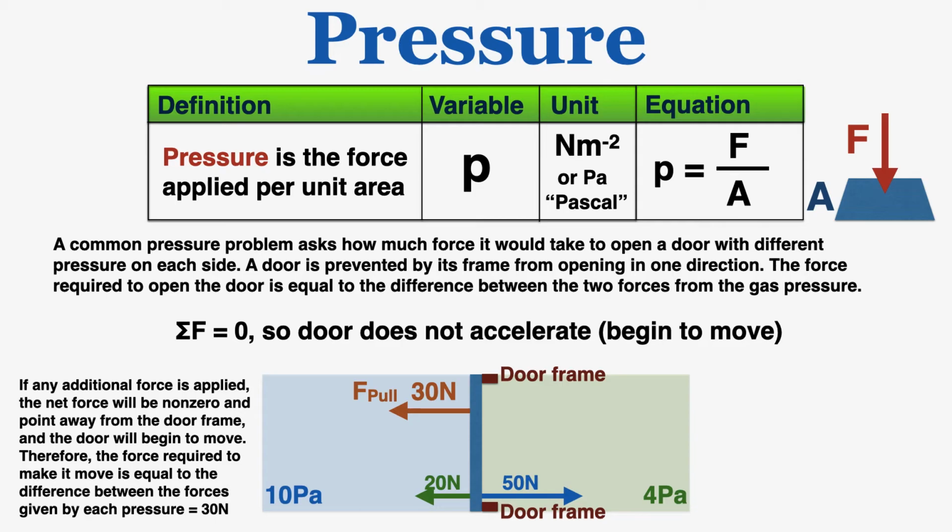Therefore, the force required to make it move is equal to the difference between the forces given by each pressure, which here is equal to 30 newtons. If one pressure is pointing to open the door with 20 newtons, and the other pressure is pointing to keep the door closed with 50 newtons, altogether it would take an additional 30 newtons of pull or more to open the door, but 30 newtons is the minimum required.